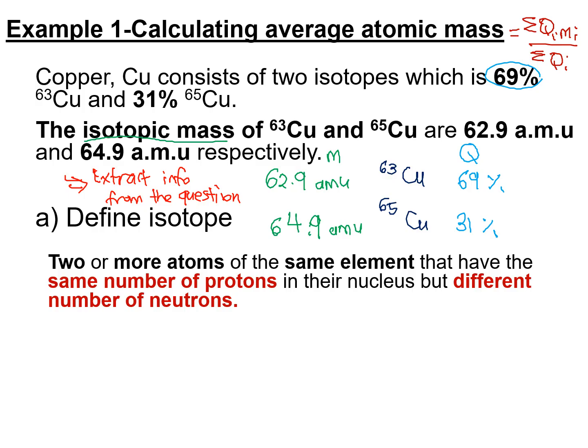Alright, the first question asks you to define isotope. We have gone through this before. An isotope is two or more atoms of the same element that have the same number of protons but different numbers of neutrons in the nucleus.